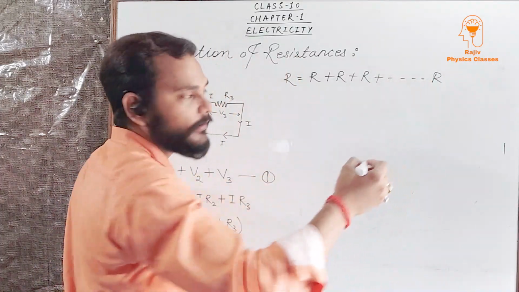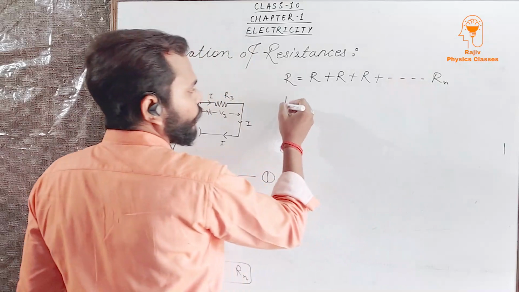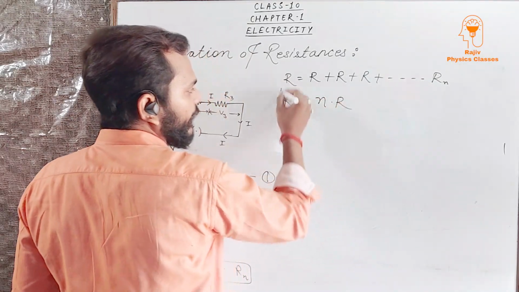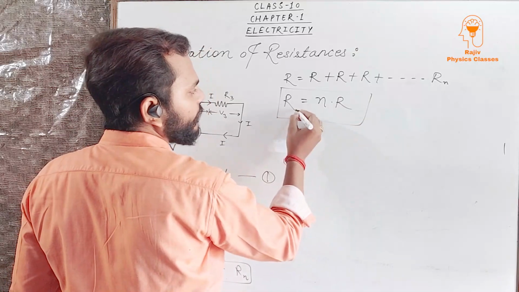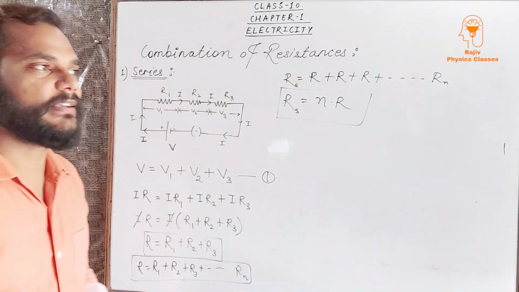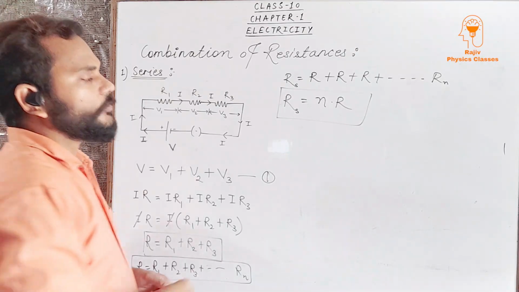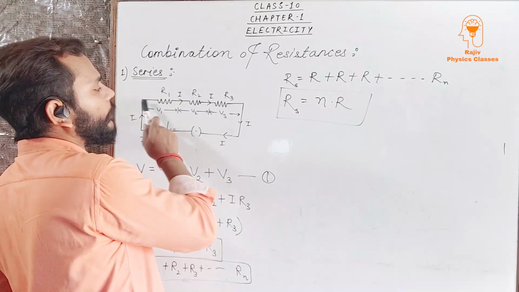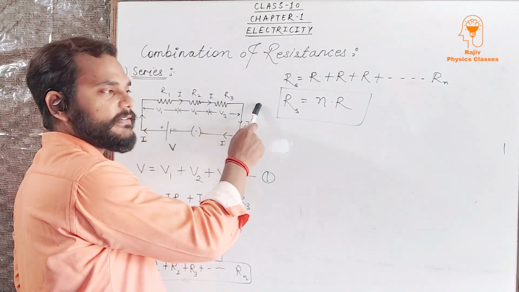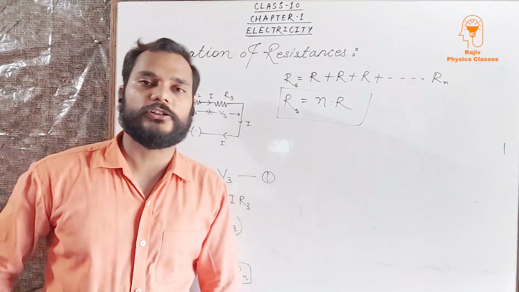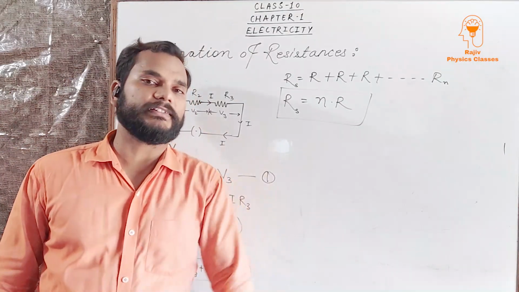Yes or no? Till n times. So if we write this formula for n resistances, Rs here represents the combined resistance in series. So Rs is equal to nR, where n is the number of resistances connected in series whose values are the same. Such types of resistances are also known as identical resistances.